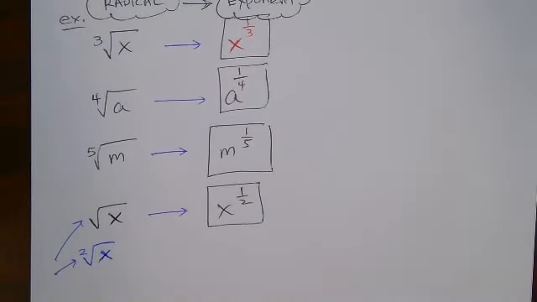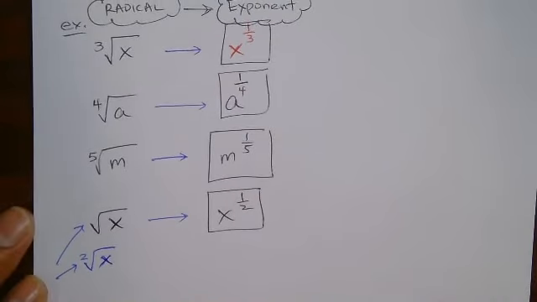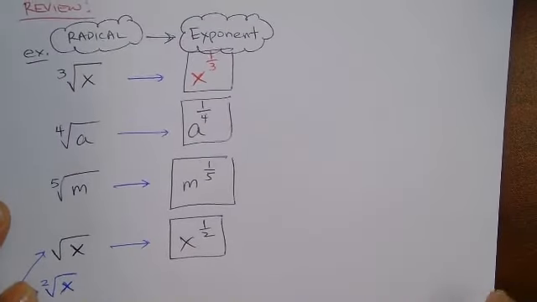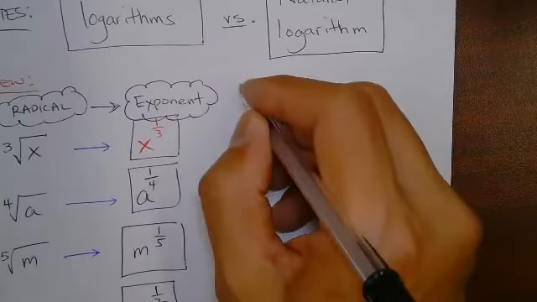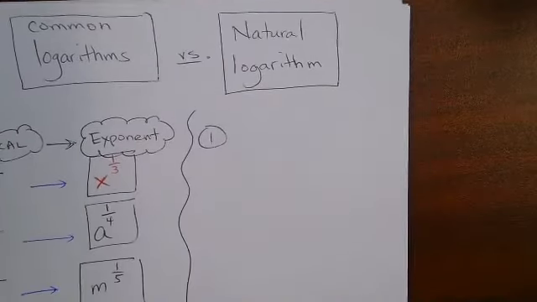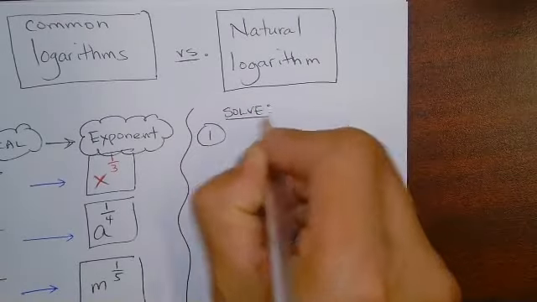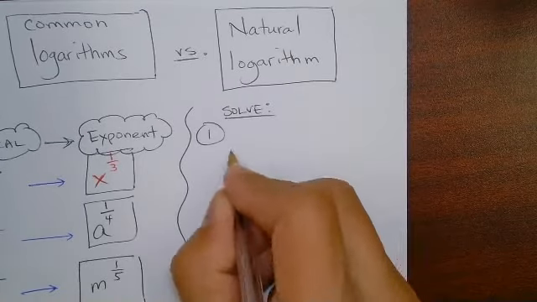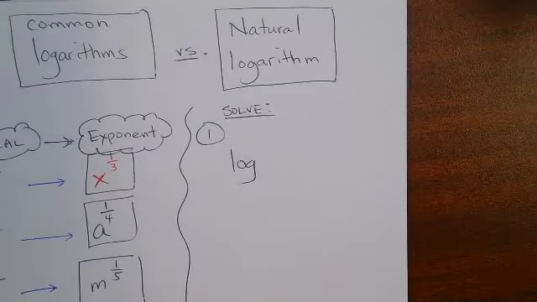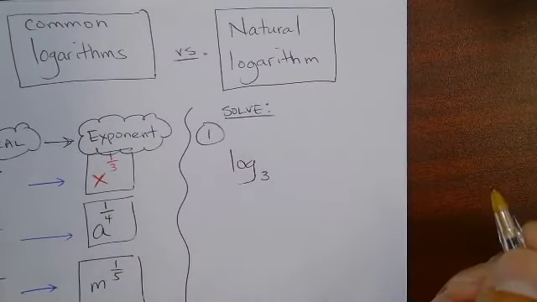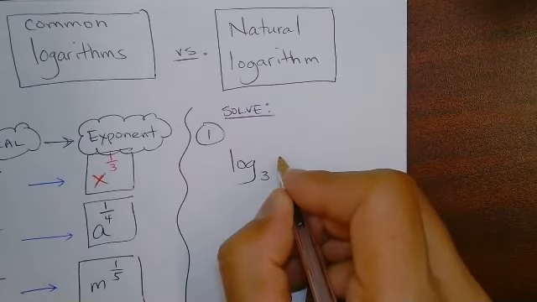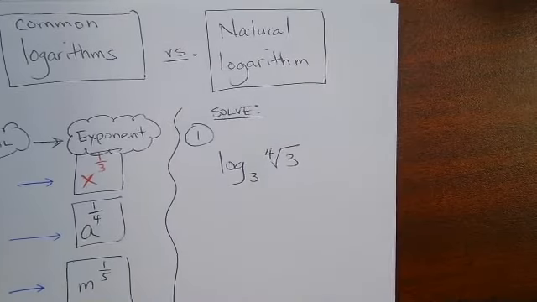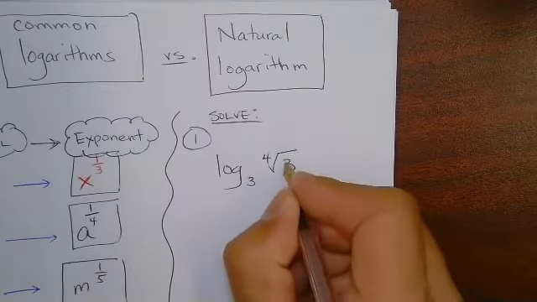Just knowing that, you're going to see some problems in logarithmic form, and they'll have these radicals, but they'll be so easy. Let's say, for example number 1, they say solve or evaluate: log base 3 of the fourth root of 3. See, it looks kind of weird.